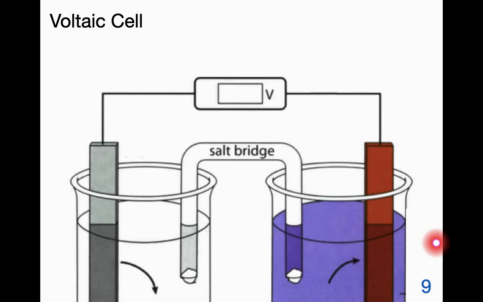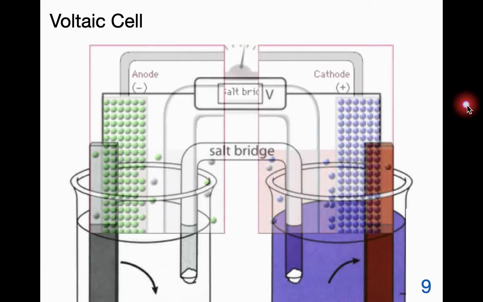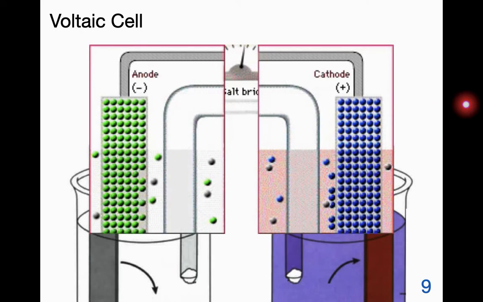I'm going to show you a little animation that gives you a better sense of the flow of electrons and ions. In a voltaic electrochemical cell, an oxidation occurs at an electrode called the anode. The electrons released at the anode travel through a wire to another electrode called the cathode, where the electrons are consumed in a reduction reaction.